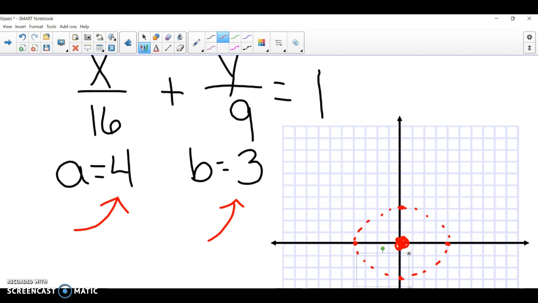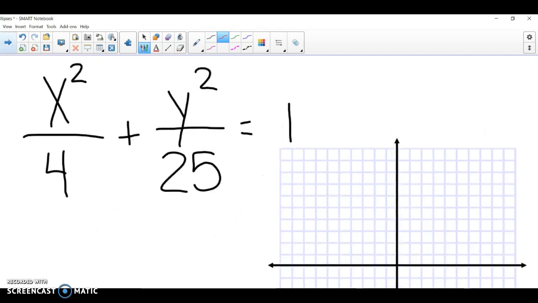All right, let's try another one. This one's a little different. Again, you're going to take the square root. So technically this is called B. B is always your minor axis. So B is equal to 2, because this is B squared. 4 is B squared. A is equal to 5.